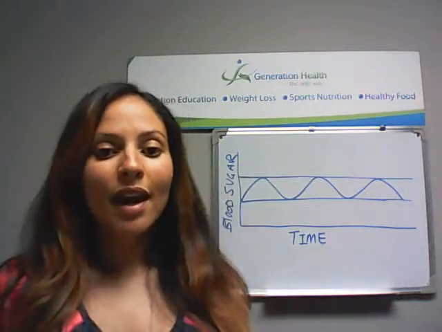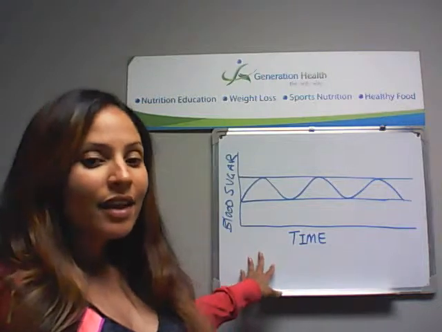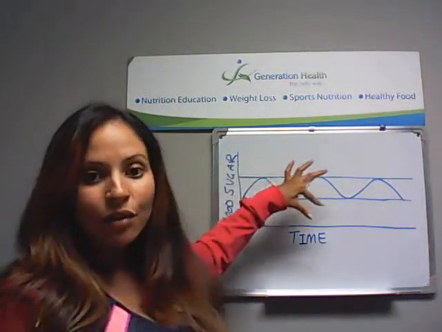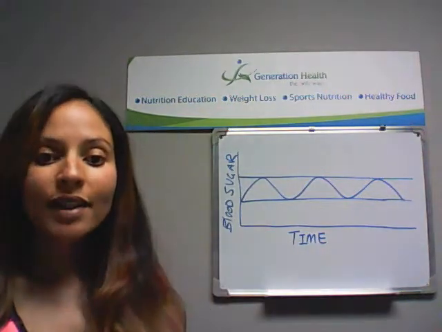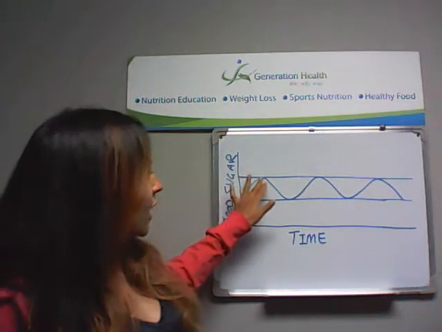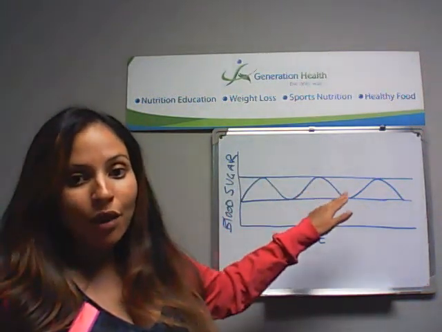Okay, so I've drawn up here a blood sugar chart. Now, what you can see is that these two lines here are the two lines that your body is always trying to keep your blood sugar levels within. So never going above the line and never going below the line.